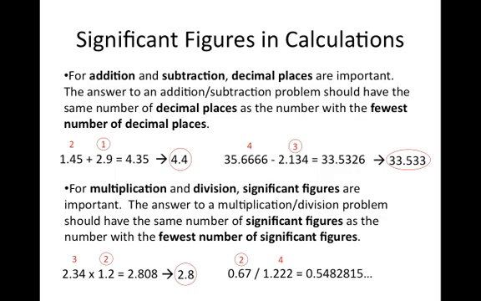Therefore, our answer should have 2 sig figs. We have to look at the 0.54 and look at the number just beyond the 4. Because it's an 8, the 4 should get rounded up to a 5. So our answer is 0.55.